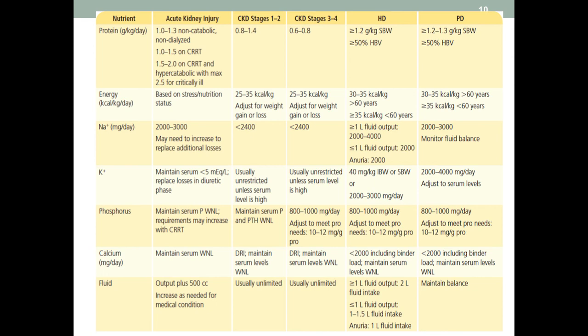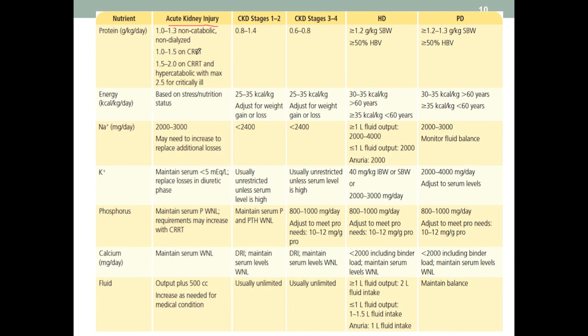So, we've seen this big table on nutrition recommendations for renal patients before. But before, we only really focused on CKD stages as well as hemodialysis and peritoneal dialysis. But for this lecture, what's relevant here is this column for acute kidney injury. So let's just go through a couple of them to see the difference. Well, for protein requirements, for patients who are not catabolic, we are going to provide 1 to 1.3 grams of protein per kilo. So this is higher than the adult DRI, which is consistent with the management of critically ill patients because they need more protein.